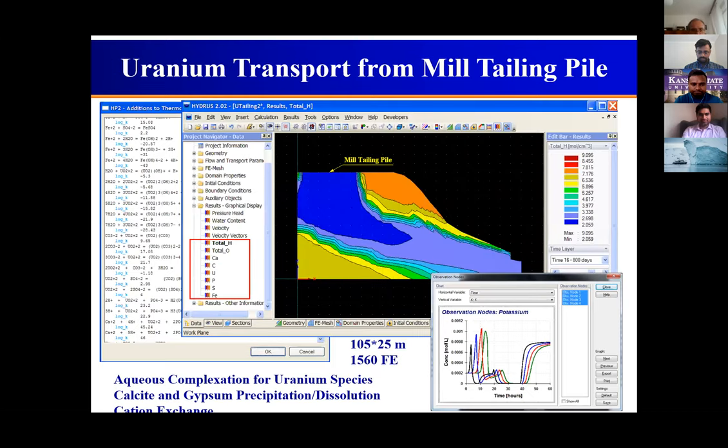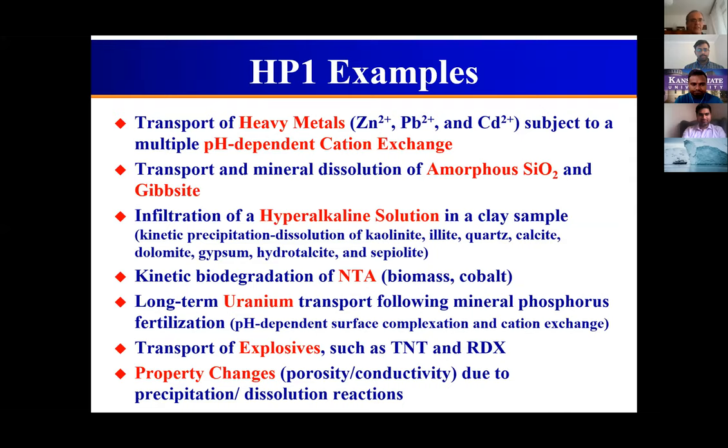We also have 2D versions of HP1. Here is an example where we were simulating uranium transport from a mill tailing pile. This was an example which I developed for the International Atomic Energy Agency, to show them how these models can be used for such applications. There are a lot of examples. You can download many of them on the HYDRUS website, where we use the HP1 model to simulate transport of heavy metals, different organic contaminants such as NTA, many different radionuclides, explosives.